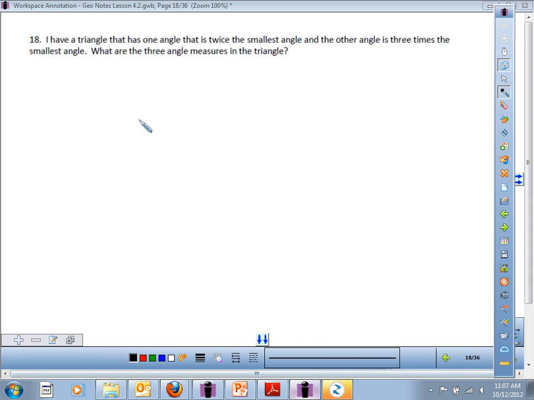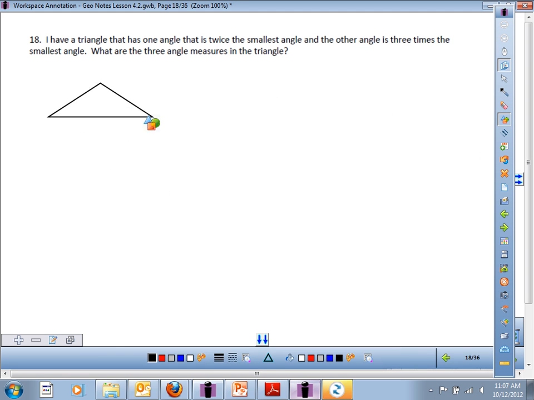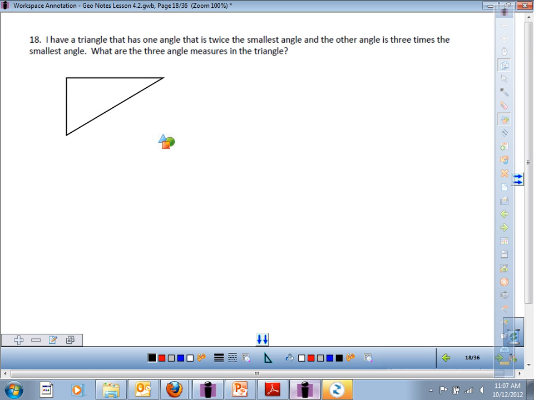Ideal. I have a triangle that has one angle that is twice the smallest angle, and the other angle is 3 times the smallest angle. What are the 3 angle measures in the triangle? So again, let's go ahead and draw a triangle. Now I don't know what this triangle is going to look like, so let me get a different type of triangle here. I kind of have an idea what this is going to look like. Maybe you do, maybe you don't.